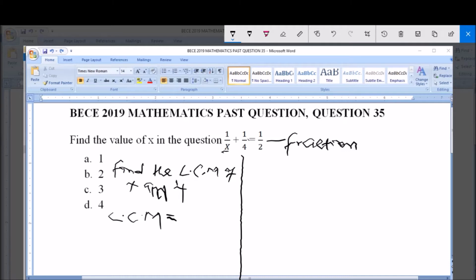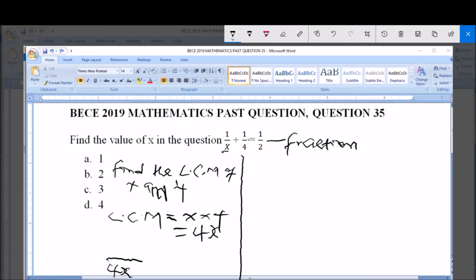When we multiply x by 4, the LCM is x multiplied by 4, which gives us 4x. Now this 4x is the LCM of x and 4, because x can go into 4x 4 times and 4 will go into 4x x times. So we come back to our question. Since we've gotten the LCM of x and 4, which is 4x, x will go into 4x 4 times, because x will cancel x, which will remain 4.